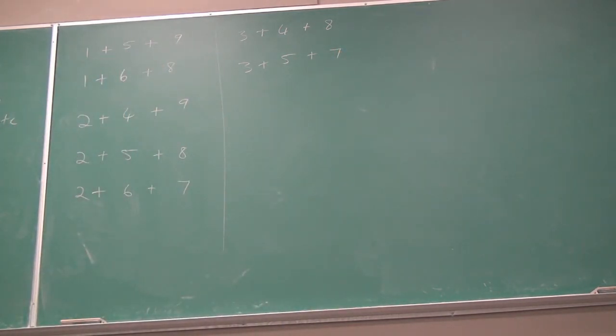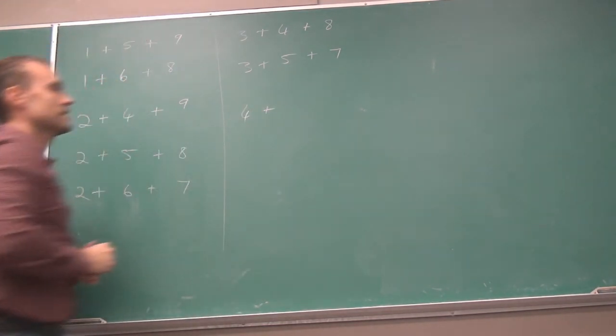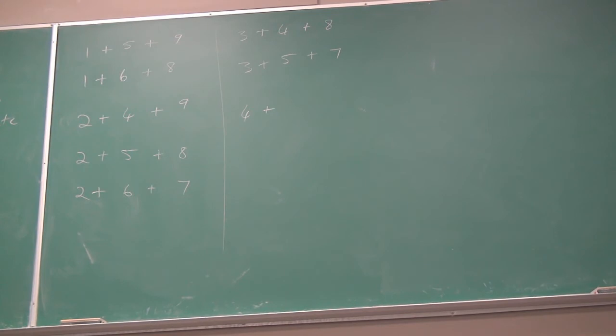3 and 6? No, because 3 and 6 is 9, then I would need another 6. I don't have that, I only have one 6. Okay, so starting with a 3, there's also only 2 of them. Can I start with a 4?